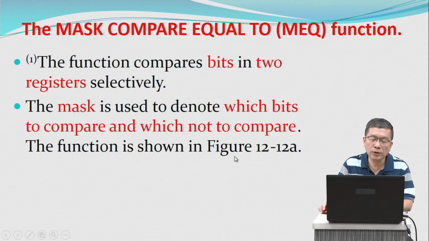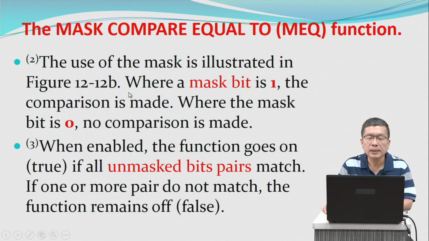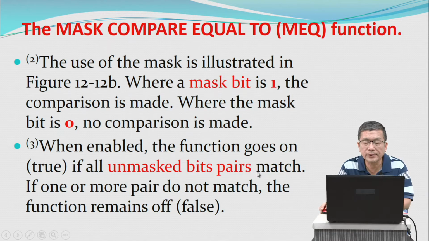The function is shown in figure 12.12a. The use of the mask is illustrated in figure 12.12b. Where a mask bit is 1, the comparison is made. When the mask is 0, no comparison is made. When enabled, the function goes on if all unmasked bit pairs matched. If one or more pairs do not match, the function remains off.